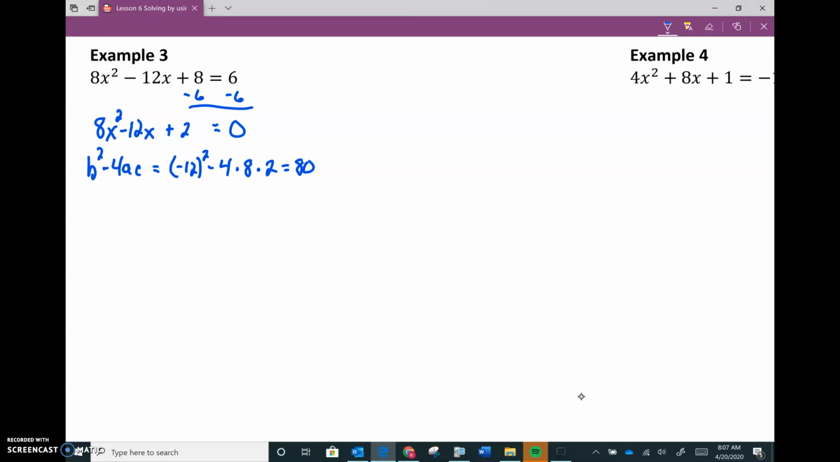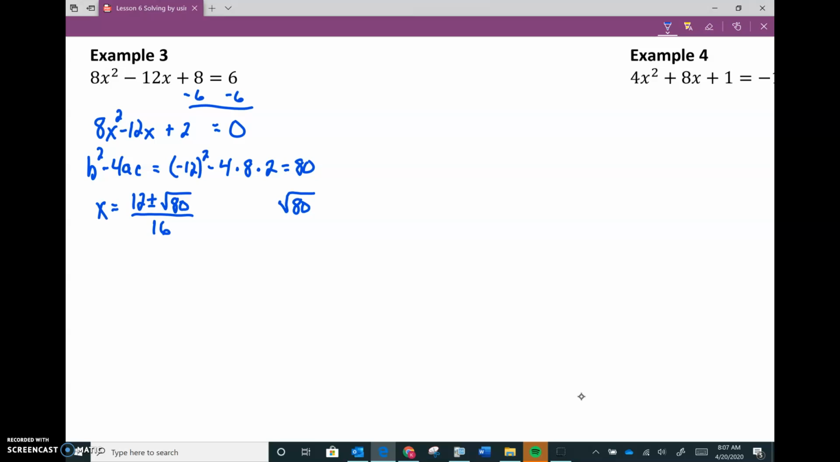Here's the problem. The square root of 80, though, is not a perfect square. So let's plug it in quadratic formula. Opposite of b plus and minus square root of what we just found, all over 2 times a, 2 times 8 would give me 16. So if this isn't a perfect square, we then, at this point, see if we can simplify this.